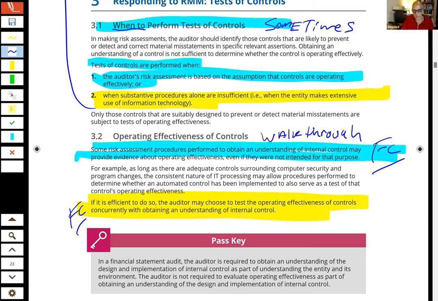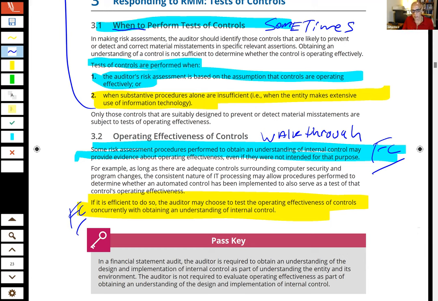I'm obtaining an understanding, but at the same time, I've determined this is the sample size that I'll need to test to support the level of the assessment of the risk of material misstatement less than the maximum as I test the operating effectiveness. And you can do those concurrently.